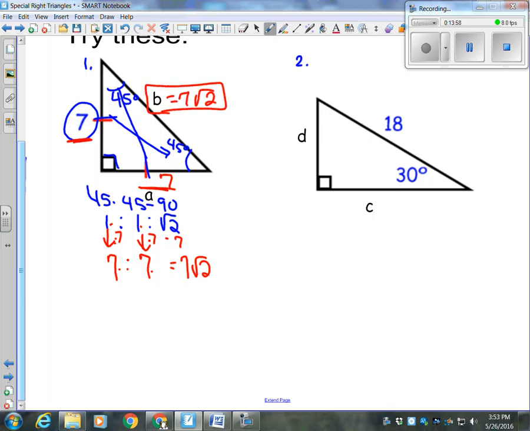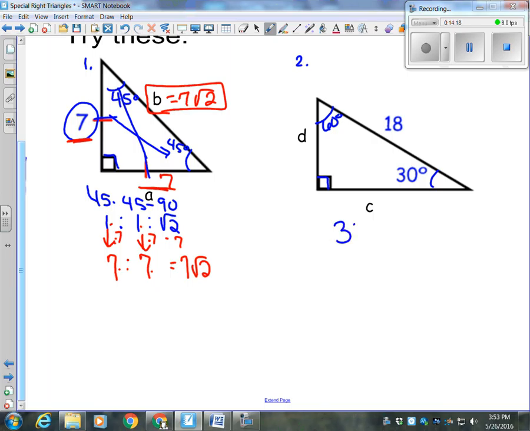Do not want to see any decimals. I'd like to see the square root of 2's and the square root of 3's show up wherever it's appropriate. Okay, let's look at the next one. Which one do I have this time? I have the 30, 60, 90. So if this is 30, and this is 90, this has no choice but to be the 60.